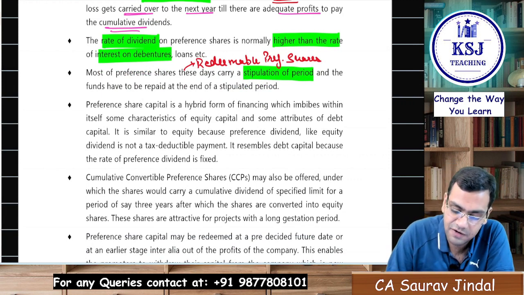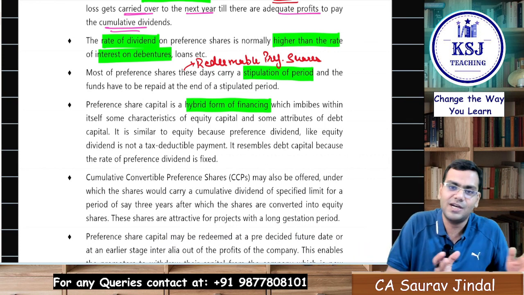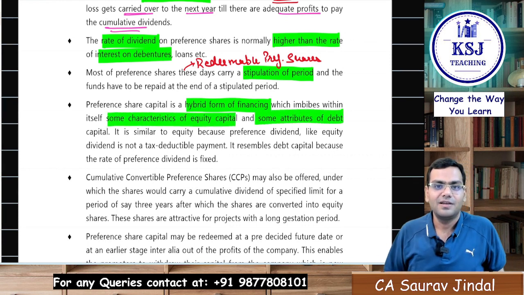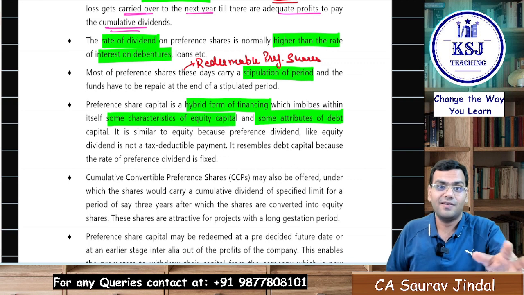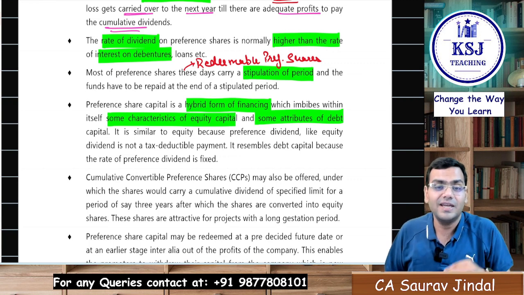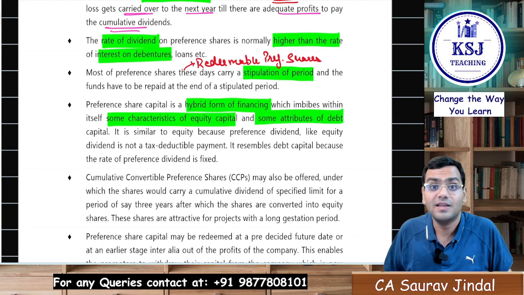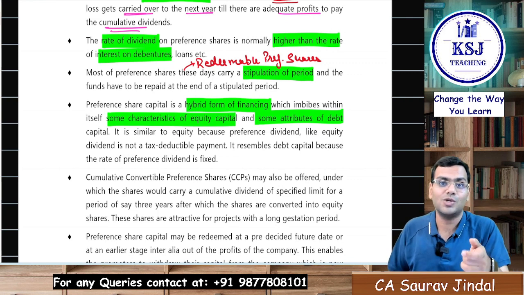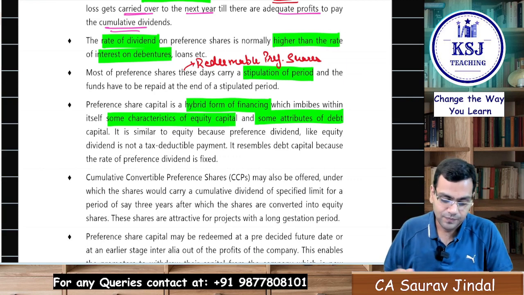Hybrid form of financing: some characteristics of the equity capital and some attributes of the debt capital. How is it some part of the equity capital, sir? Because they are also carrying some part of the risk. They are also some type of the owners of the company. They will get a dividend, but in case of loss, they will not get a dividend. And how is it similar to debt? The debt also carries a fixed rate of interest, and the preference shareholders also carry a fixed rate of dividend. So that is how it is similar to debt, right?